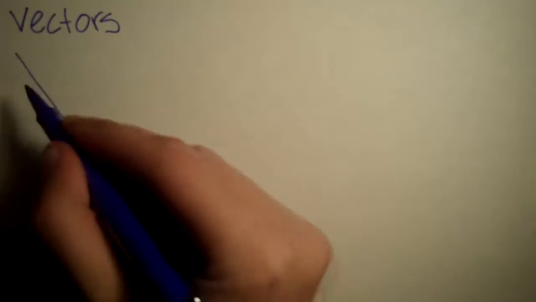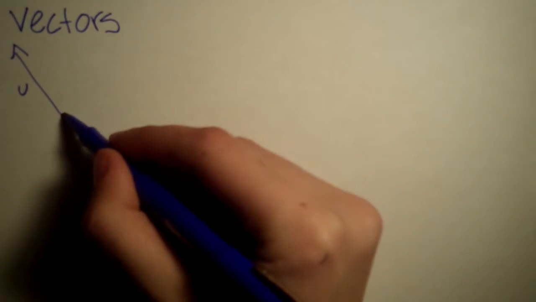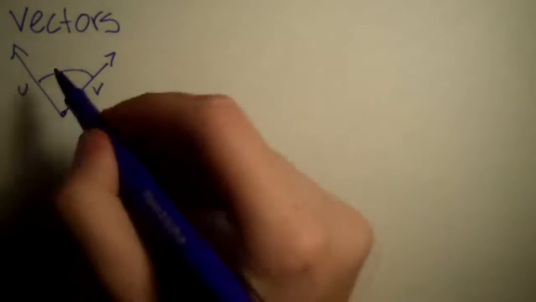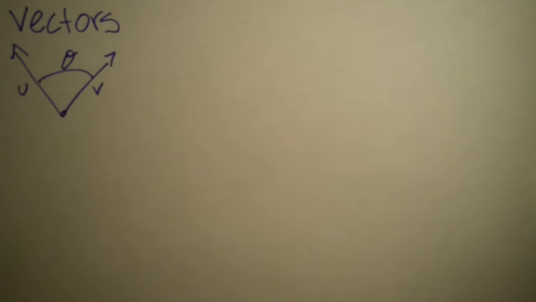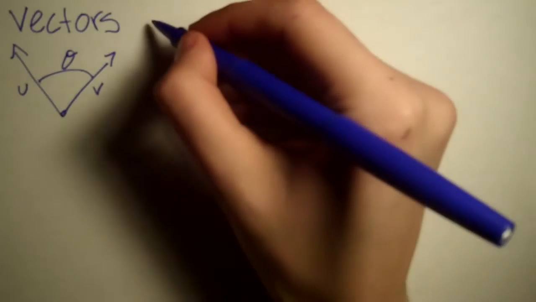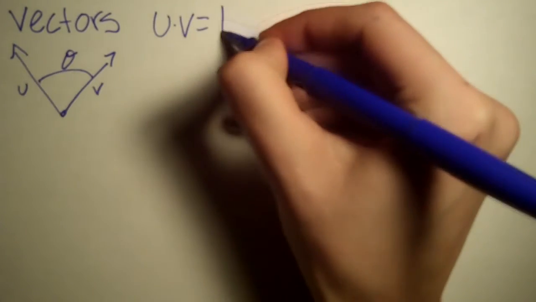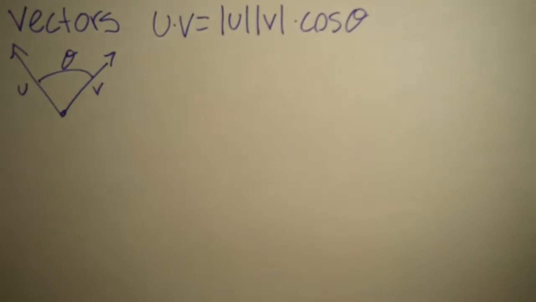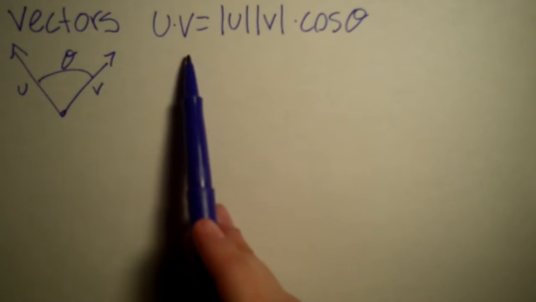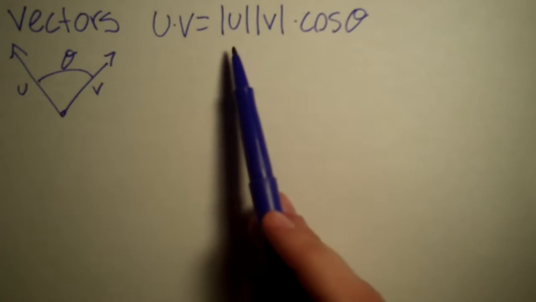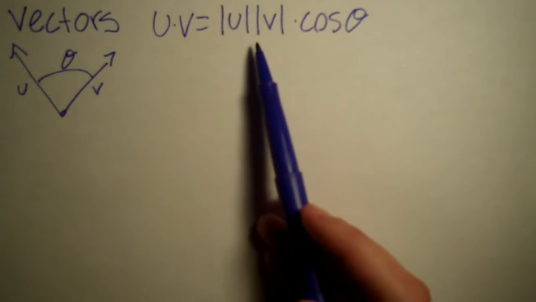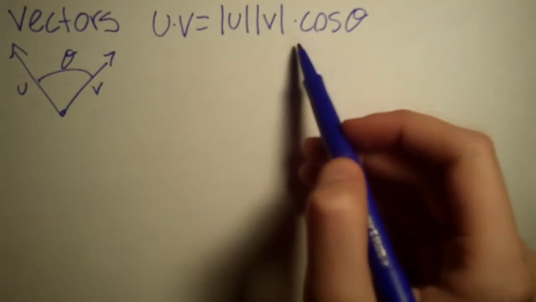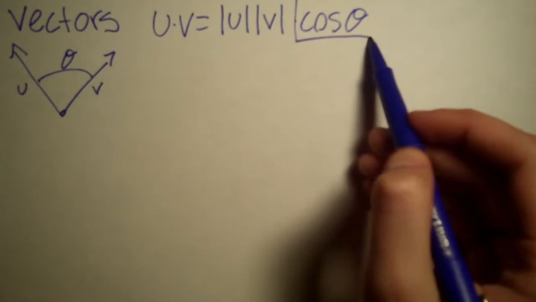Now, imagine you have vector u and vector v connected at a point with an angle in between. Let's call it theta. There's an equation that helps solve these problems, and it looks like this. That's vector u times vector v equals the magnitude of vector u times the magnitude of vector v times cosine of the angle. Now, what we're looking for is the angle.